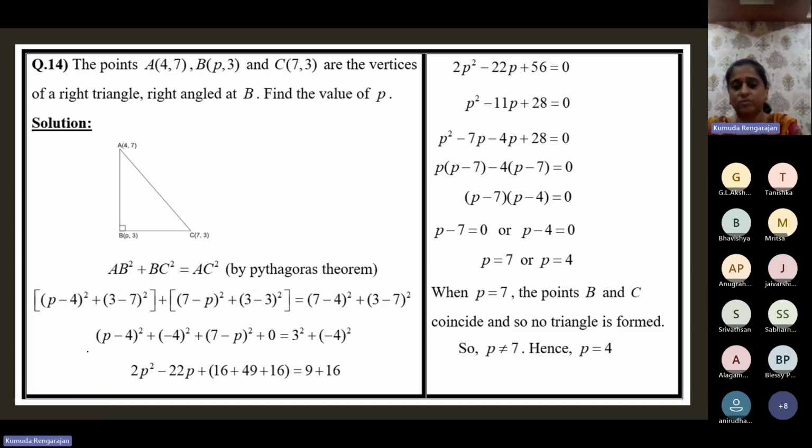We find two values for P, but when P is 7, the coordinates of B are 7, 3. But we already have C 7, 3. So that means these two points will coincide. But it's a triangle. So P cannot take the value 7. So P has to be 4. So the coordinates of B are 4, 3.